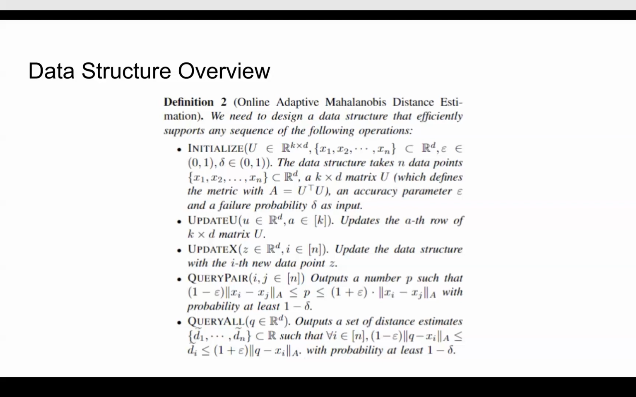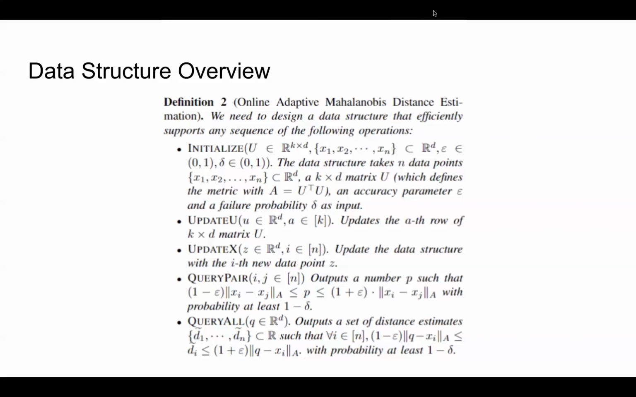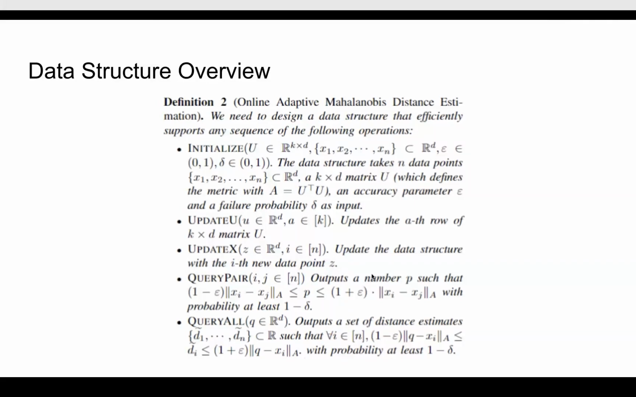We formulate our online version of the approximate distance estimation problem with Mahalanobis distance as follows. We need to design a data structure that efficiently supports any sequence of the following operations. The first one is initialization, given the k by d matrix U, which defines the previous Mahalanobis matrix A, where A equals the transpose of U multiplied by U, and n data points x1, x2, until xn in R^d space, an accuracy parameter epsilon, and a failure probability delta as input. We want to support the update U and update X APIs. Basically, we can update the i-th row of the k by d matrix U, or we can update the data structure with the i-th new data point.